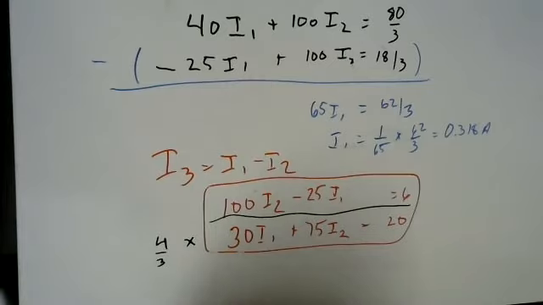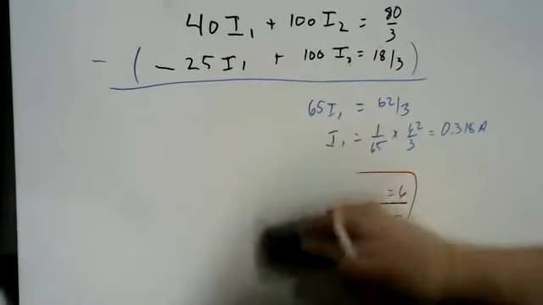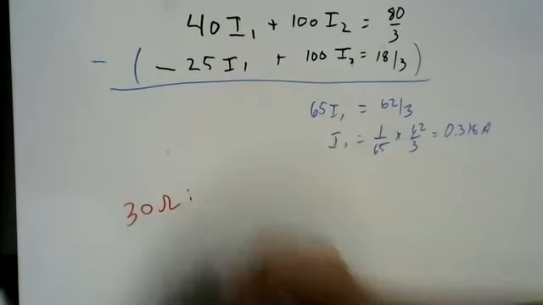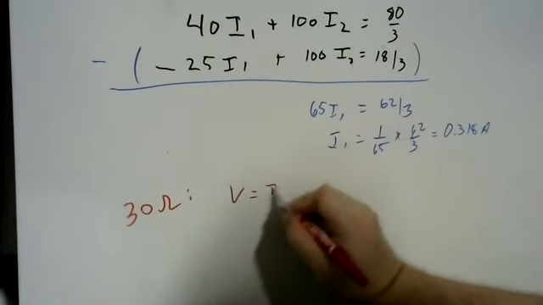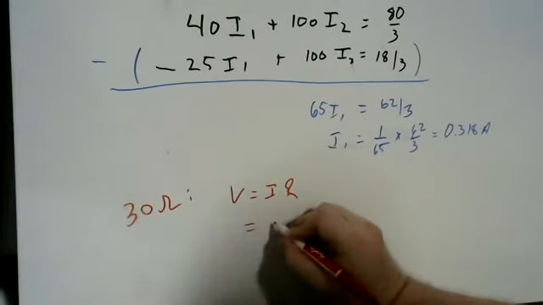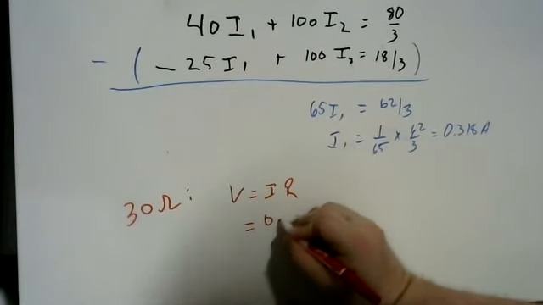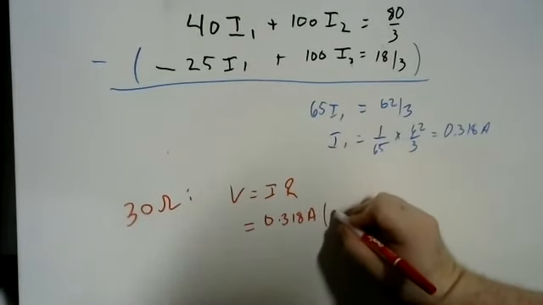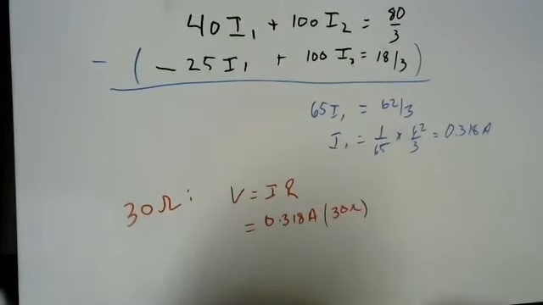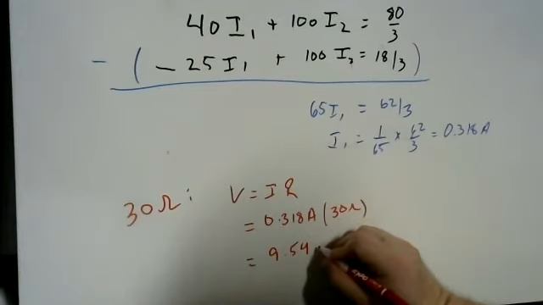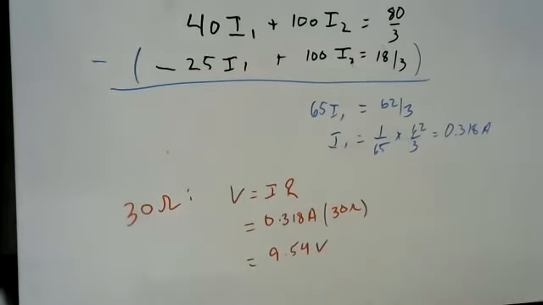And we have one more thing, is that we know I1 goes through the 30 ohm resistor. So for this 30 ohm resistor, we know V is I times R. And I here is the current that goes through it, which is I1. So it's going to be 0.318 amps times 30 ohms, and that is 9.54 volts. And that's what we want.